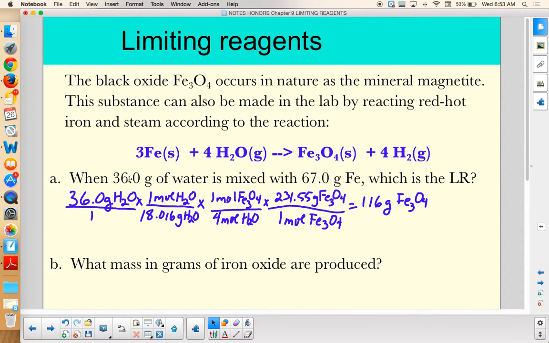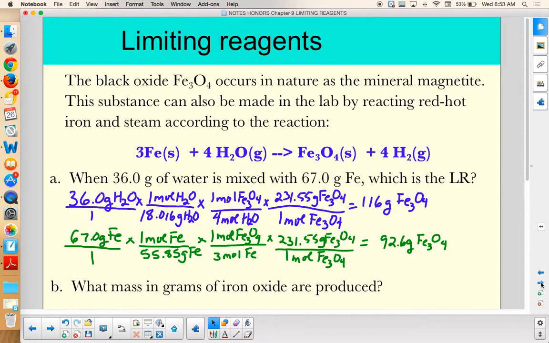So you can see, based on the water, I can create 116 grams of iron oxide. But that doesn't tell me too much until I know how much iron oxide I can get based on the iron. So now, when I have both of the calculations done and the answers there, I can then determine how much iron oxide I'm truly going to make, which is always going to be the smaller amount. So this is truly how much we're going to make.